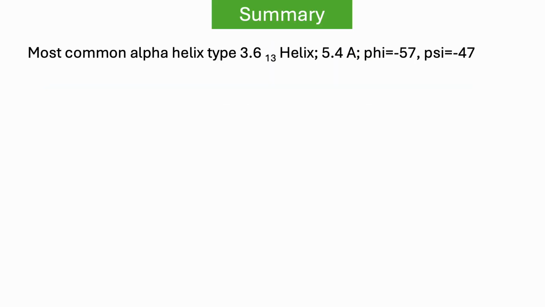Let's go to the summary. The most common alpha helix type is the 3.6 by 13 helix, which means each turn contains 3 amino acids and 0.6 of another amino acid, and the angle between the amino acids is 100 degrees each, and they contain 13 atoms in each hydrogen bonded loop, and the helix pitch is 5.4 angstrom, and the ideal phi and psi angles are -57 and -47. That means it must stay in the third quartile, the minus-minus portion of the Ramachandran plot.